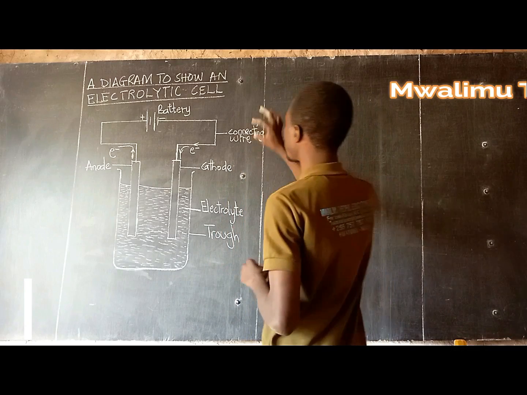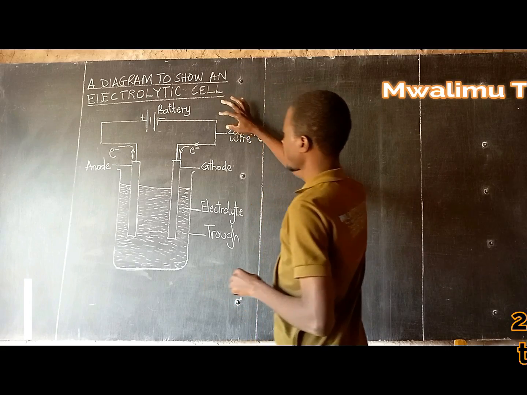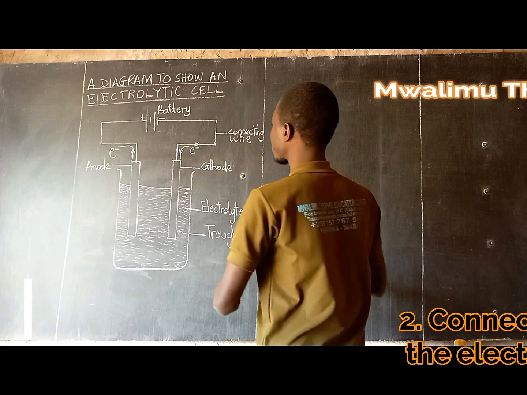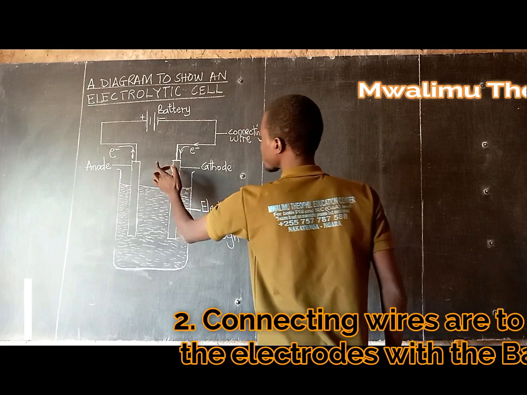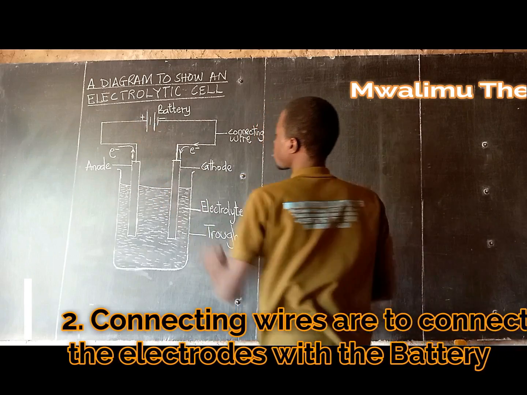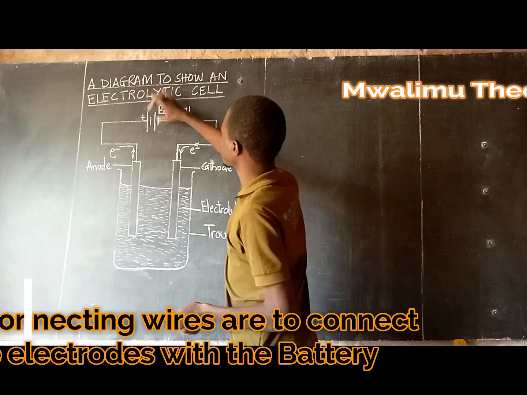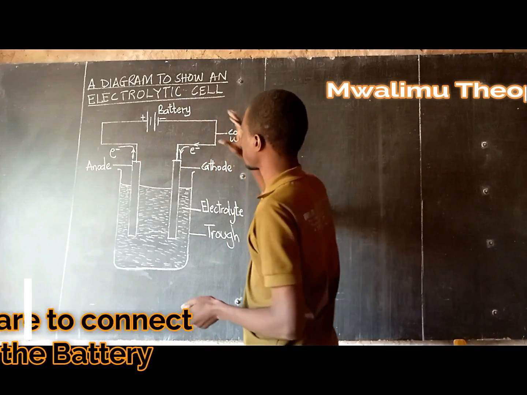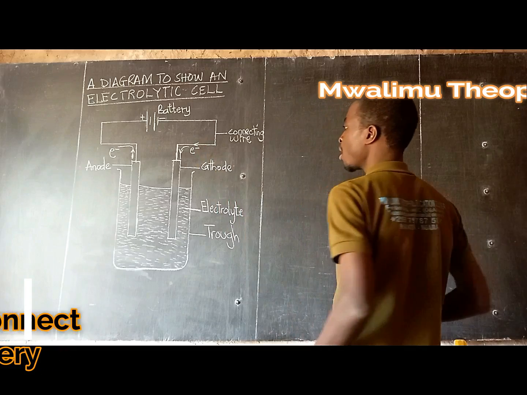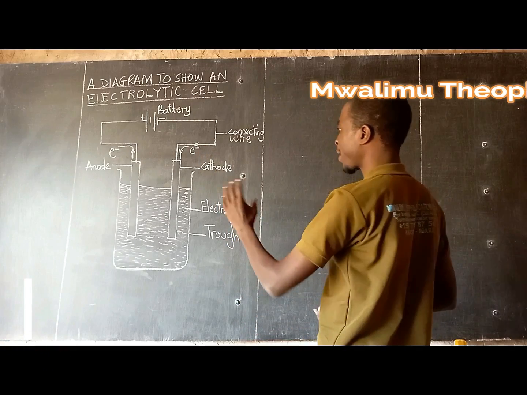Also, we have connecting wire, as you may see. The role of this wire is to connect the electrodes with the battery. So the cells in the battery system here are connected to the electrodes by using connecting wires, as you may see. I think it is clear even to you. Also, let us see another part.